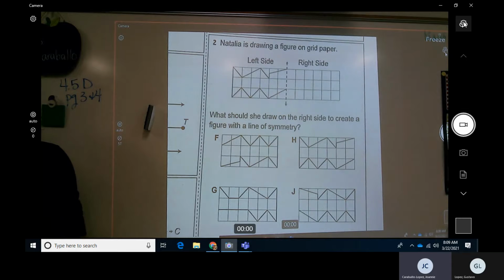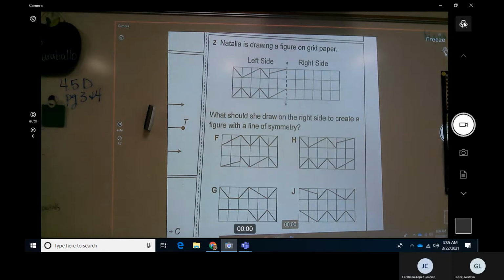So look at the paper. Remember, what did we say a line of symmetry is? What did we say it was? Line of symmetry, what did we say? So if you look at page 759 in your Envision book, look at page 759 in your Envision book. Mire la página 759 en su libro de Envision. 759. You'll see an example of what a symmetry line is.